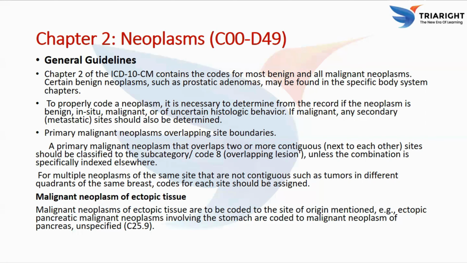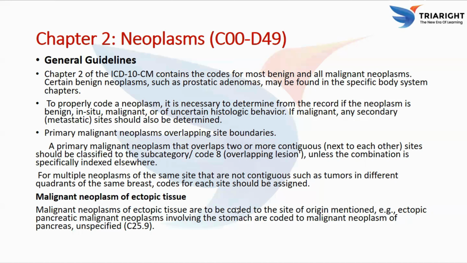Next, what are overlapping site neoplasms? An overlapping lesion occurs when a single primary malignant tumor crosses two or more adjacent anatomical sites and the exact origin cannot be determined. What is the coding rule? You have to use subcategory 8 for overlapping lesion. For example, cancer involving the upper and lower esophagus: you have to code C15.8 for overlapping lesion of esophagus. Overlapping codes apply only to primary malignant neoplasms.